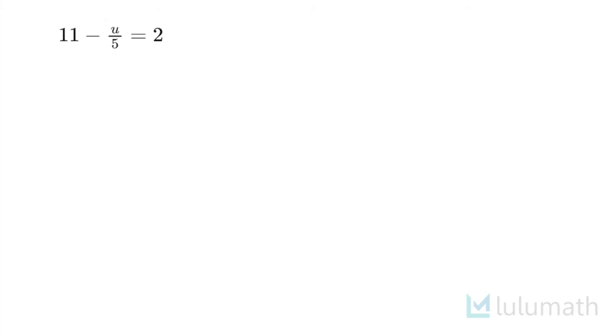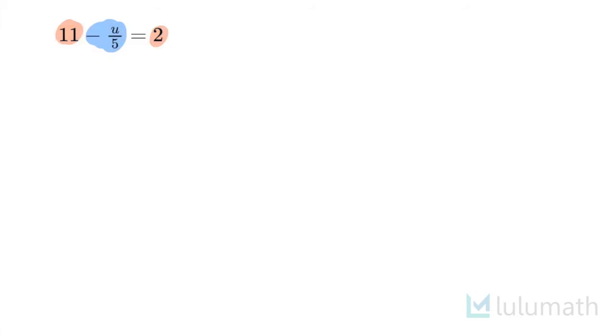All right, let's take a look at this next example. 11 minus u divided by 5 is equal to 2. We have our variables here, and the minus sign is for our variable because it comes before the variable. And then we have our constants of 11 and 2. The left side of my equation is 11 minus u over 5, and the right side of my equation is 2.